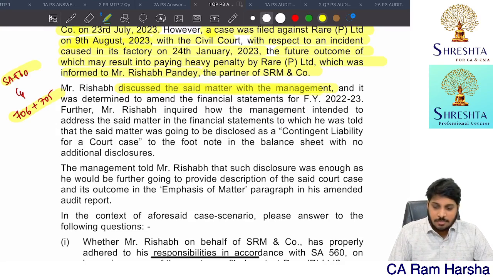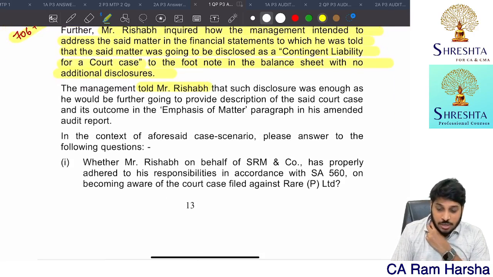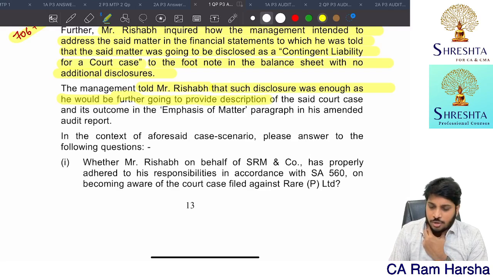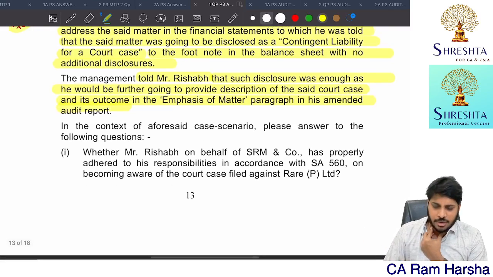So, Rishabh discussed the matter with the management, and it was determined to amend the financials for the year 22-23. Okay, company agreed, happy. Mr. Rishabh inquired how management intends to address the said matter in the financial statements, to which he was told said matter was going to be disclosed as contingent liability for a court case in the footnote in the balance sheet with no additional disclosure. The management told Rishabh that such disclosure was enough as he would be further going to provide description in the emphasis of matter paragraph in the new, amended audit report.